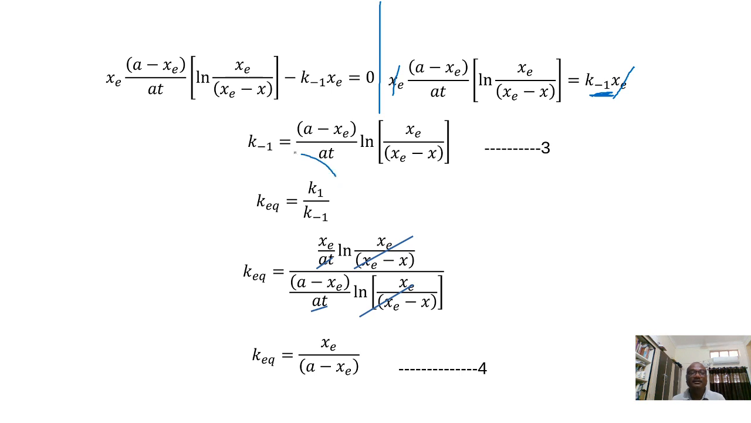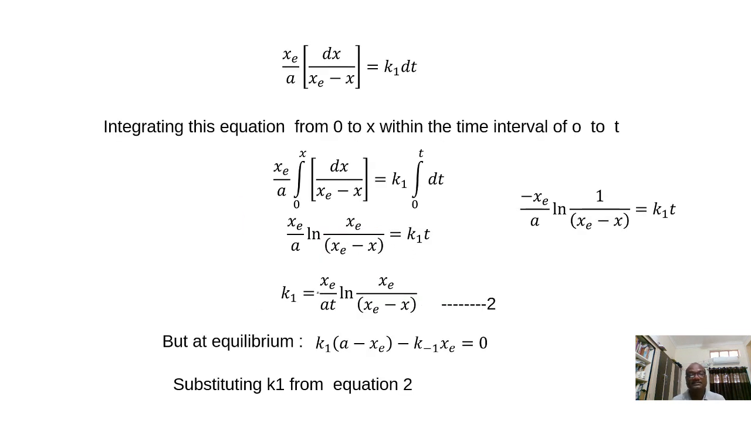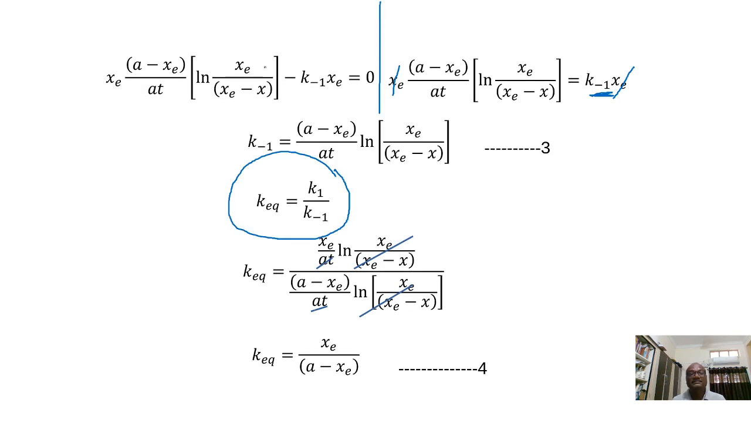But at equilibrium, K equilibrium is equal to K1 by K minus 1, meaning the equilibrium constant is equal to the rate constant of forward reaction divided by the rate constant of backward reaction. You know the value of K1 and the value of K minus 1. The K1 value is Xc by At log Xc by Xc minus x. What is K minus 1? A minus Xc by At log Xc divided by Xc minus x.